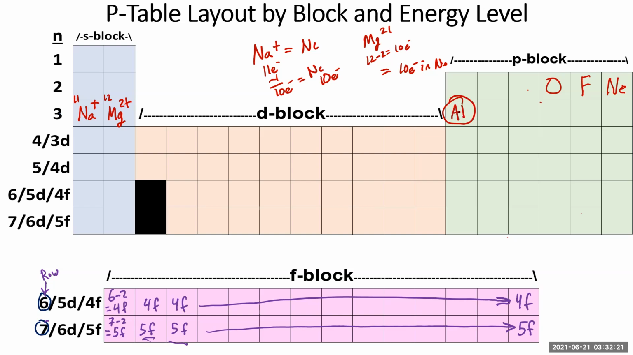How many electrons, or what charge, would aluminum have to either gain or lose to become isoelectronic with neon? I'll let you think about that one. That's a little question for you.